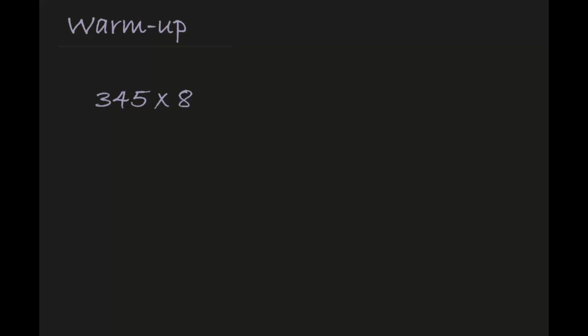Well, now let's check. So we're doing 345 times 8. So let's do it. 8 times 5 equals 40. So 4 comes up here, then 0 is down here. 8 times 4 is 32. So 32 plus 4 is 36. So 6 is down here and 3 is up there.